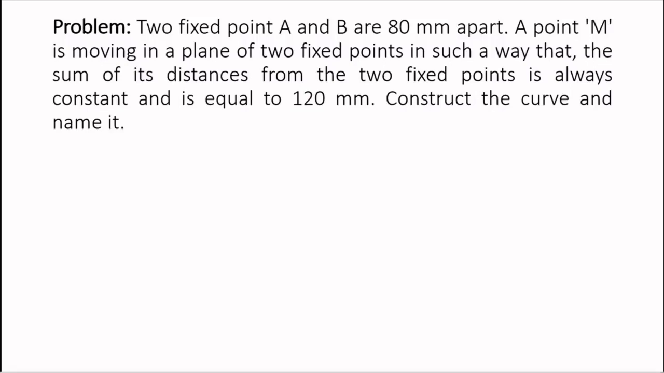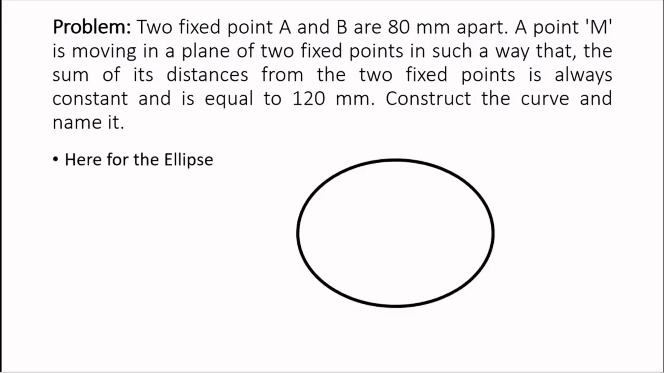When we study this statement, we see that the sum of the distance from two fixed points is always constant and it is equal to 120 mm. This is the definition of an ellipse, and the 120 mm length is actually the major axis length. So here for the ellipse, the major axis is taken as PQ and it is equal to 120 mm.